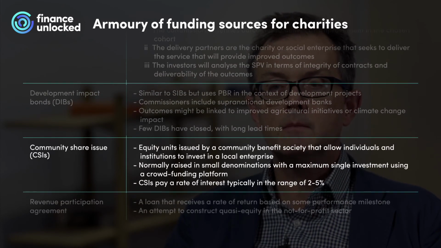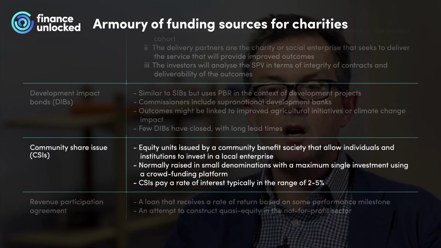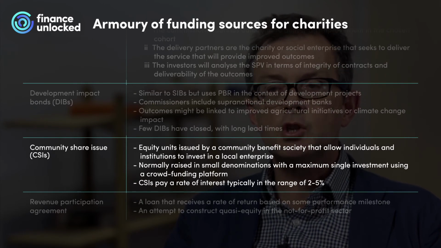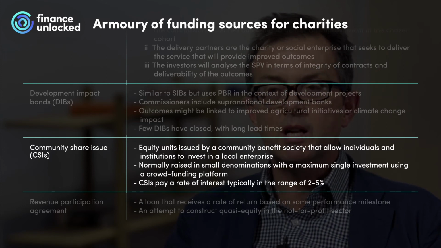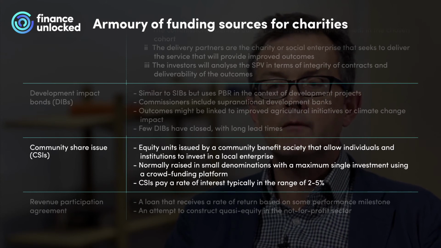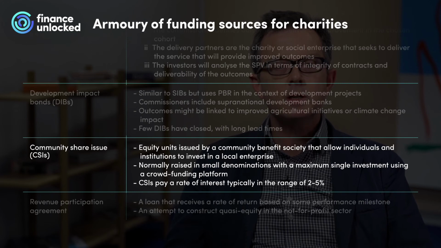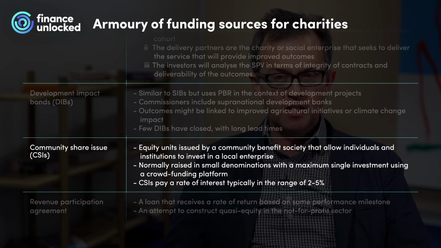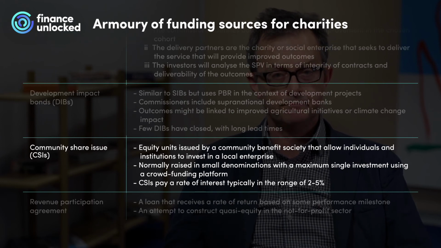Community share issues. These are equity units issued by a community benefit society that allow individuals and institutions to invest in a local enterprise. They are normally raised in small denominations with a maximum single investment of up to £100,000 using a crowdfunding platform. The shares are technically redeemable with notice, but the issuer can decline to redeem due to insufficient financial resources. In that sense, CSIs represent permanent capital. The CSIs pay a rate of interest typically in the range of 2 to 5%.